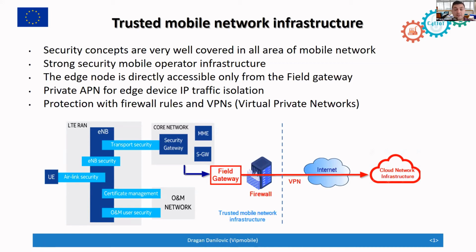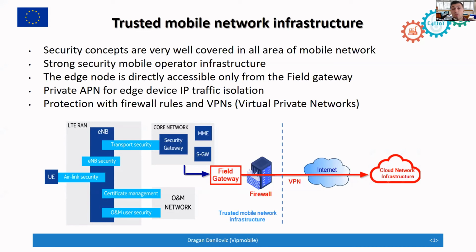The edge node is directly accessible only from the field gateway, in such a way that no data exchange between the field gateway and the edge node will ever leave the trusted mobile network infrastructure. So what does it mean? The best way to protect your IoT device from internet attacks is preventing the IoT device from communicating over the internet. So actually we did that in our project. Instead of additionally protecting, let's say, 1,000 devices all over the world, we protect only one.